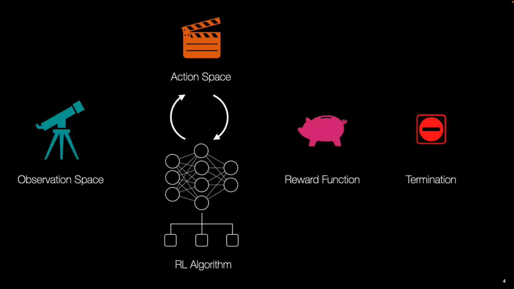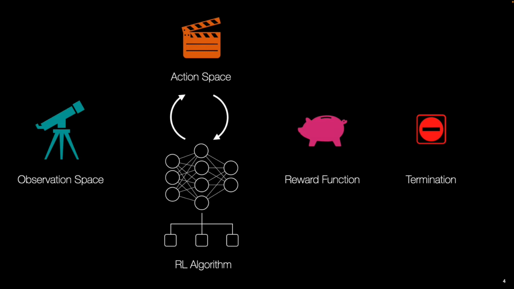Those are the 4 building blocks that we need to define when we want to solve a problem with reinforcement learning. The first one is the observation space. We have to define what the agent sees during its life. The next one is the action space. The action space determines what the agent can do in the environment, how it can act, how it can modify the environment. As we'll see later, the choice of the action space will actually determine the type of algorithms that we can use.